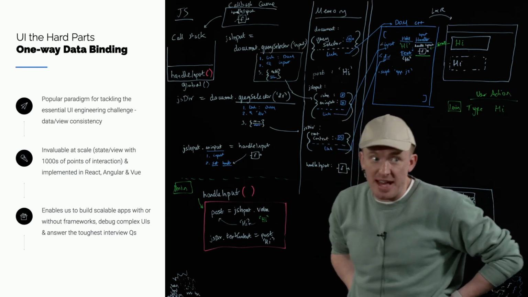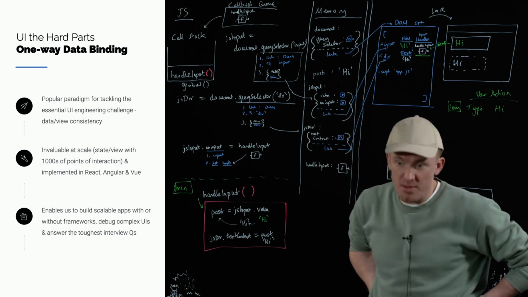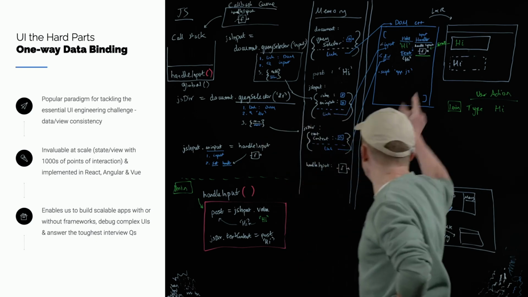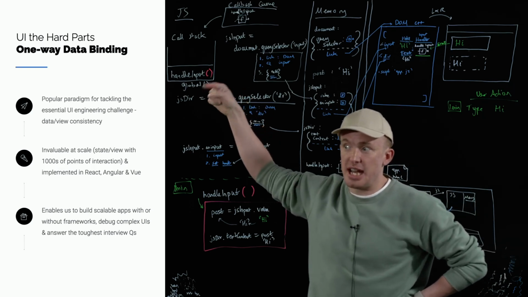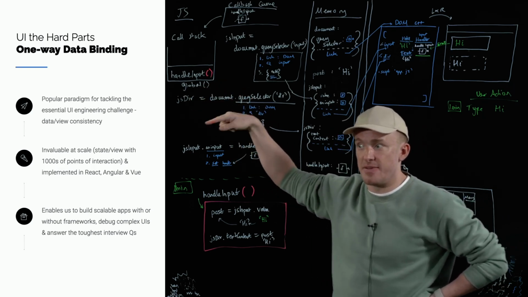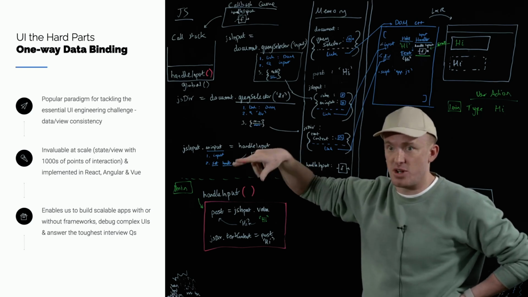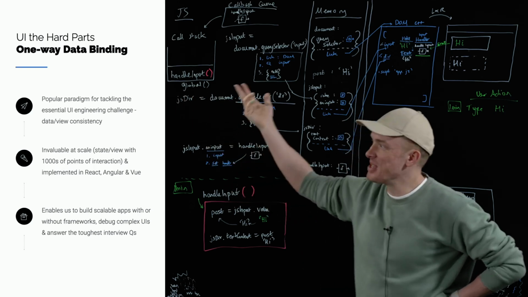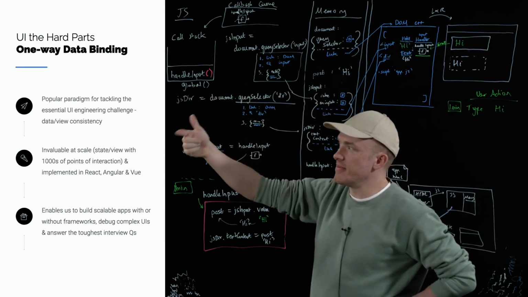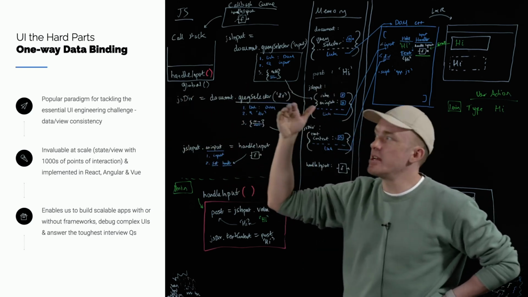changing. And with 1,000 pieces of content, all with associated data and display and view, and the user can change any bit of the view at any time with a handler function, and there could be 40 of them per piece of content, you get an exponential amount of complexity. Invaluable at scale, state and view with 1,000 points of interaction, and this is implemented.